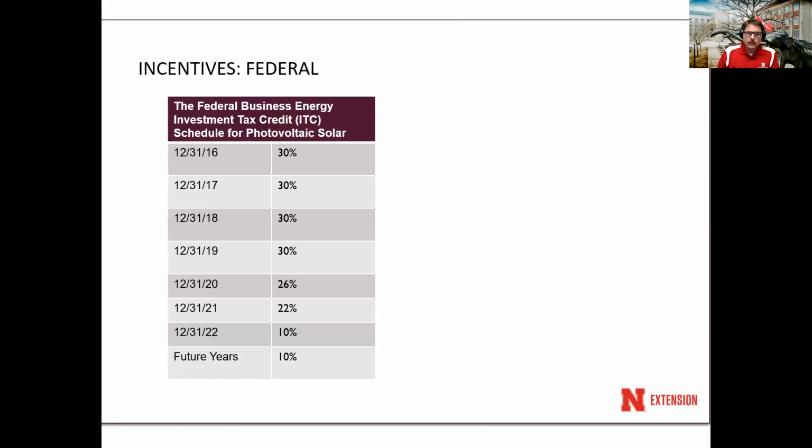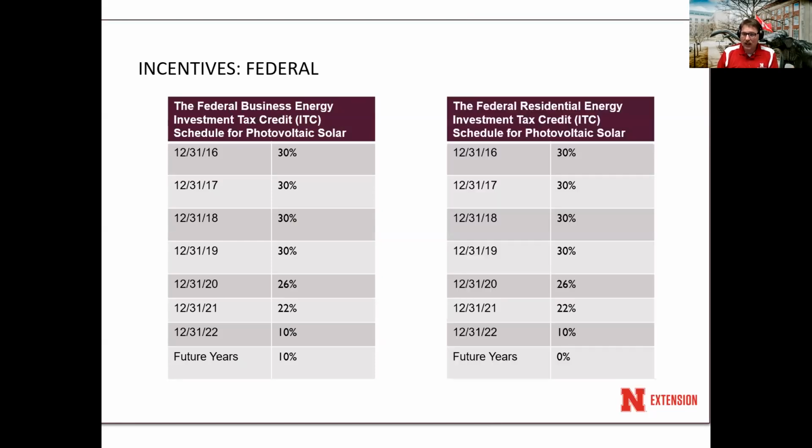The federal incentives are declining. Currently, the plan is that they are declining over time. They're at 26% in 2020, 22% next year, 10% in 2022. For businesses, they're set to stay at 10%. For residences, they're set to go to 0 after 2022. There is talk at the federal level of renewing this and trying to get this extended. We'll see what happens. But right now, we're planning for that federal tax credit to go away.